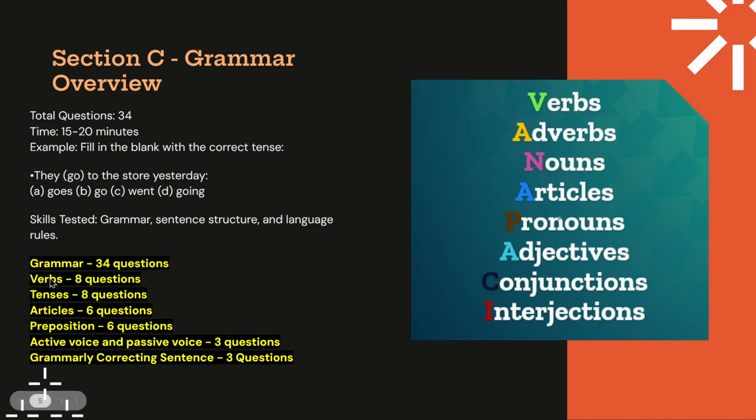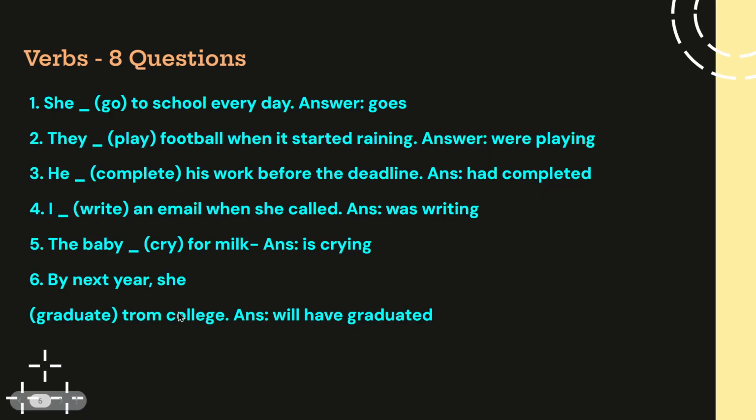First, you have verb questions, a total of 8 questions. Then next is tenses, 8 questions. The third is articles, 6 questions. Prepositions, 6 questions. Active and passive voice, 3 questions. And grammar, 6 questions. Here our first one is verbs, and the total number of questions is 8.